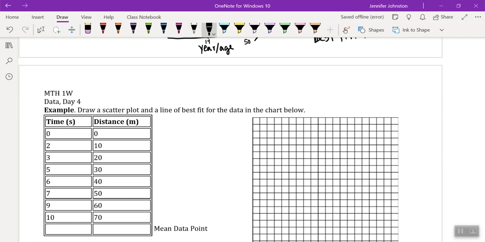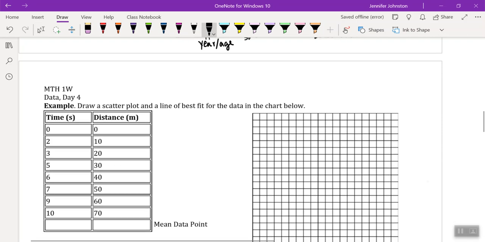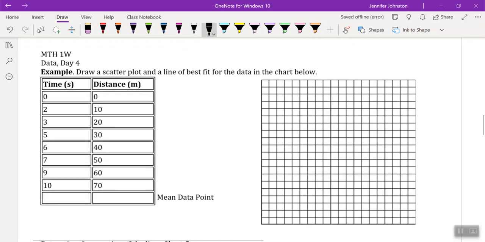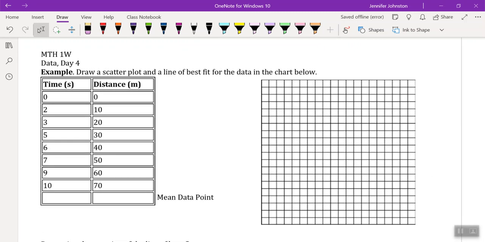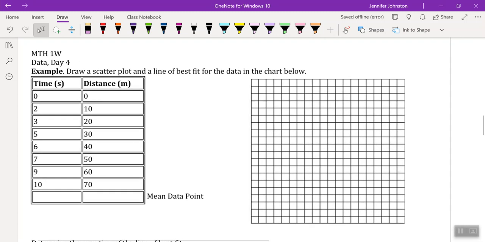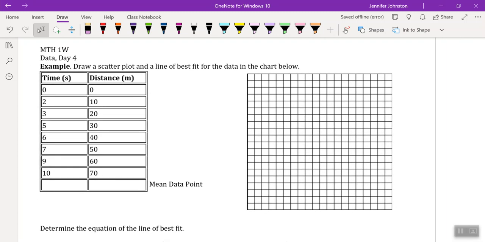All right, here's part two of today's lesson. So we're going to look at this next example. We're going to draw a scatter plot and a line of best fit for the data chart below. All right, so we've got distance and we've got time and we've got our chart right here.